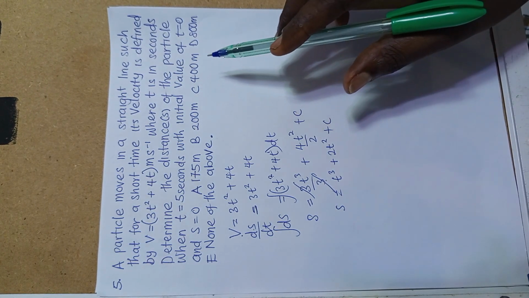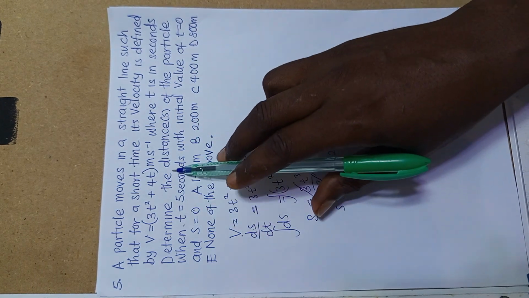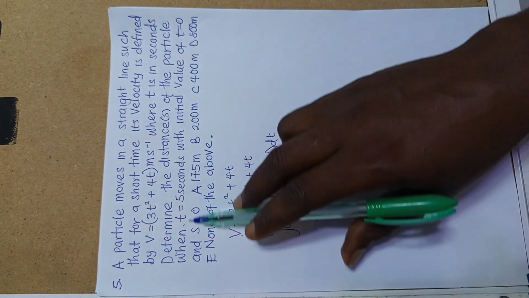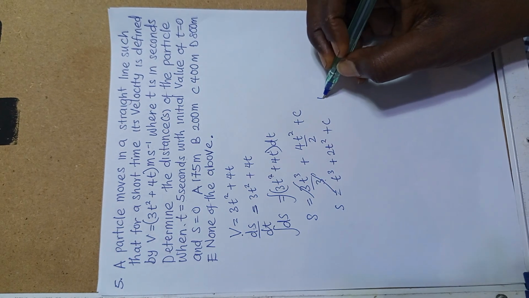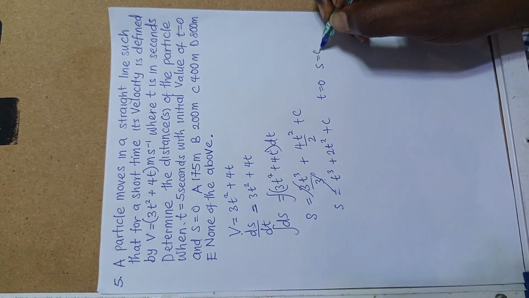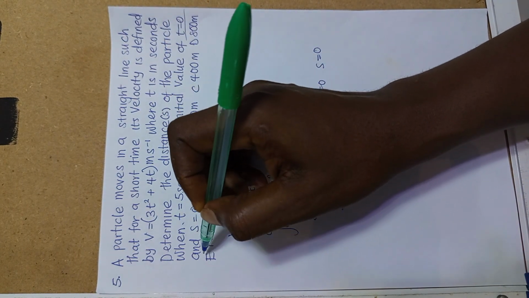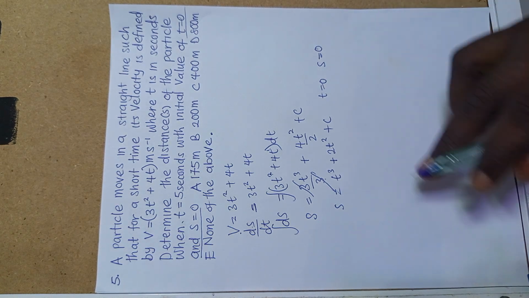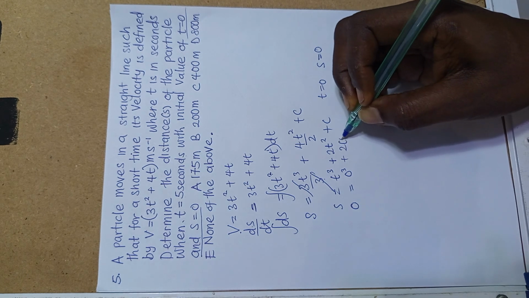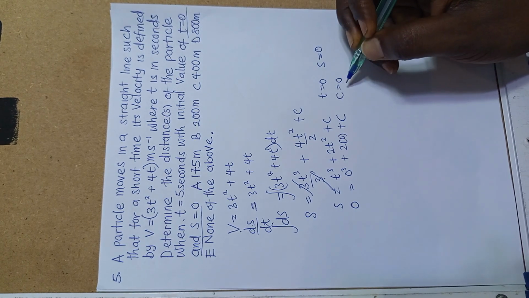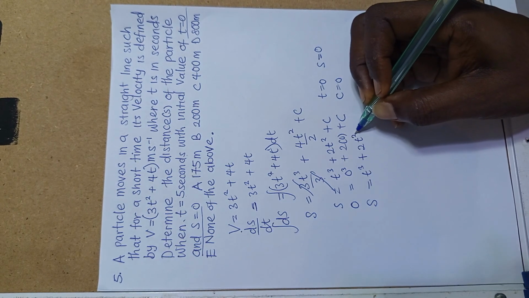Now, don't forget that for determining the distance of the particle when t equals 5 seconds, the initial time is t equals 0, when s equals 0. So I put the value there: when s is 0, t is 0, then c will be equal to 0. Therefore, s equals t cube plus 2t square.